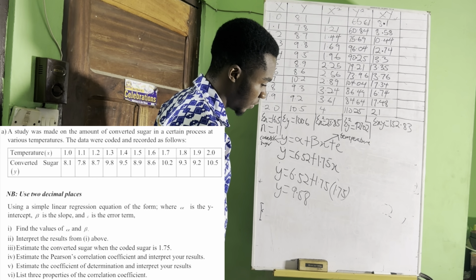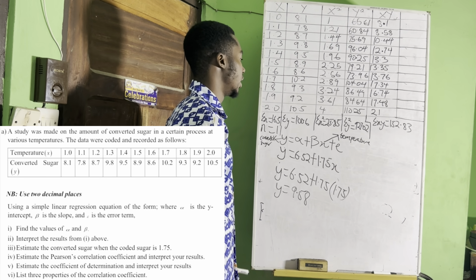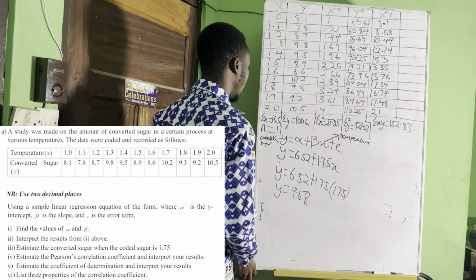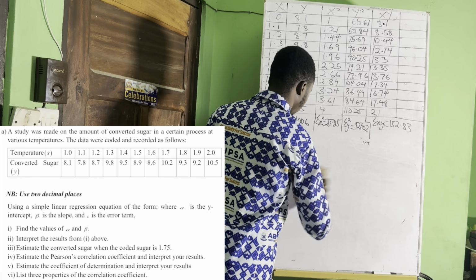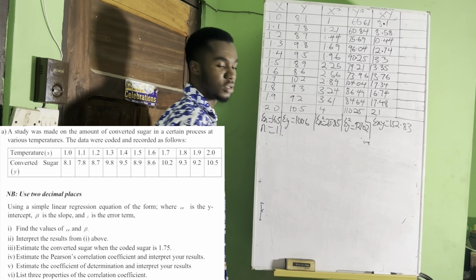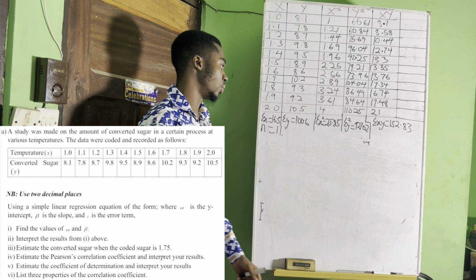Now let's go to IV. He said we should estimate the Pearson's correlation coefficient and interpret our results. All right, so now let me clean this part so that we can do it. This part carries a lot of marks. They'll also give you the formula for this in the formula sheet, so no need to worry.